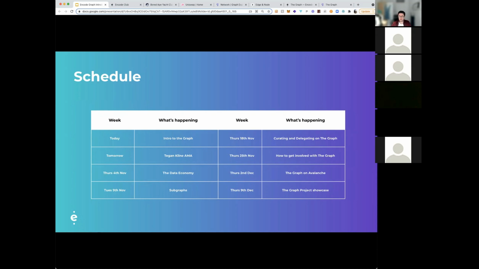On Thursday the 25th, how to get involved with the Graph and what opportunities there are. On Thursday the 2nd, we'll talk about Avalanche, which is one of our other partners, and how to use the Graph. A lot of what we'll talk about today is Ethereum, but you can use the Graph on other chains. And on Thursday the 9th of December, a project showcase. I'll just stop there and check for questions.